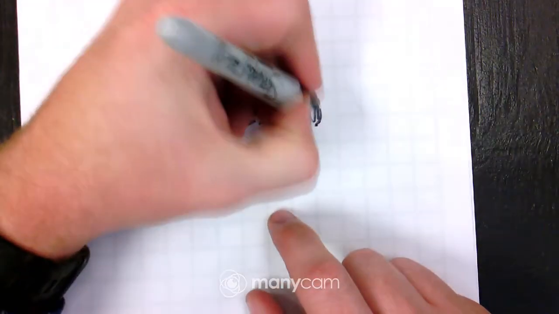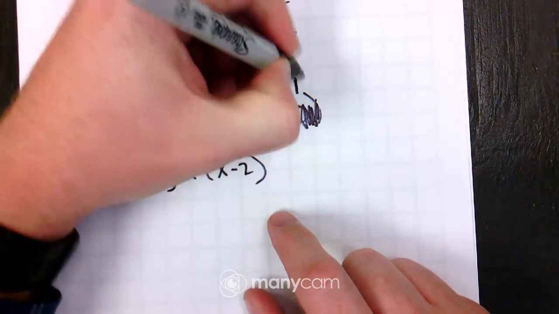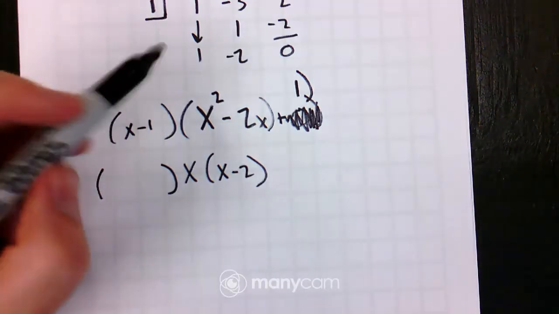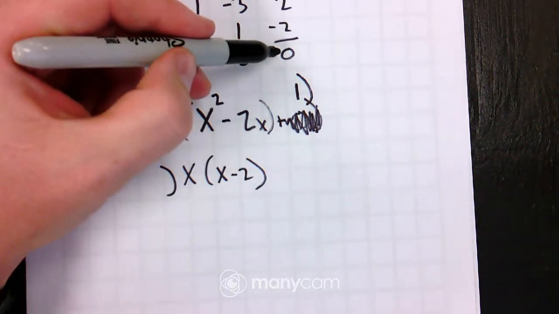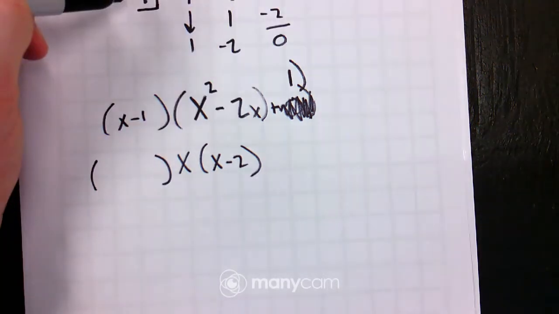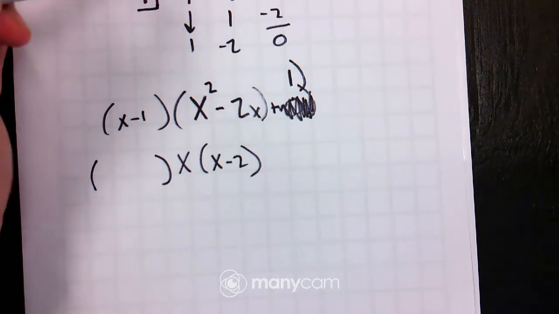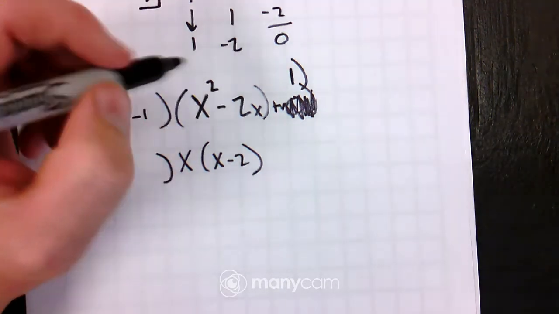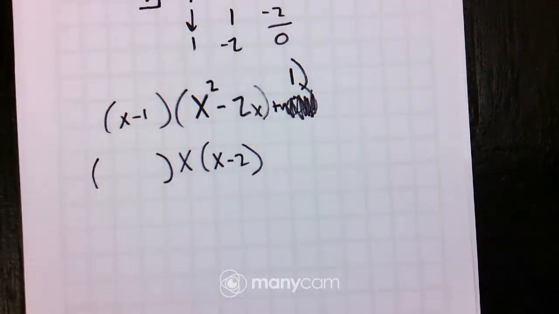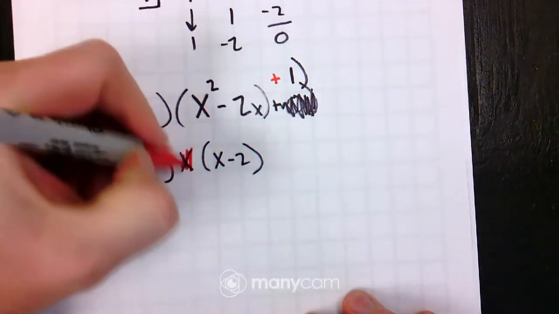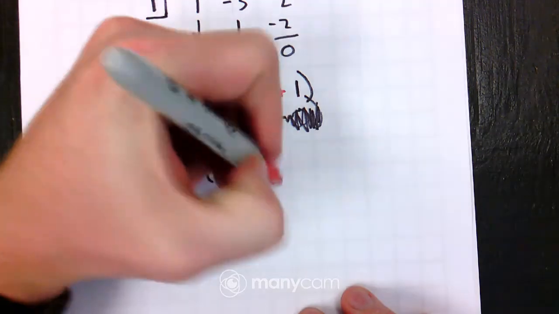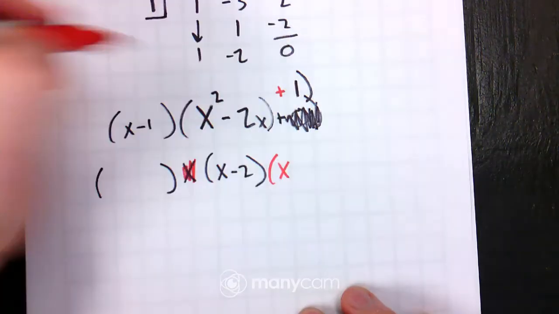This should be +1. Because this is 0, it just means that there's nothing left over, but because we're doing division, what happens when you divide out a 1? You're not left with 0. You're left with 1. So it should be x squared minus 2x plus 1. My mistake.